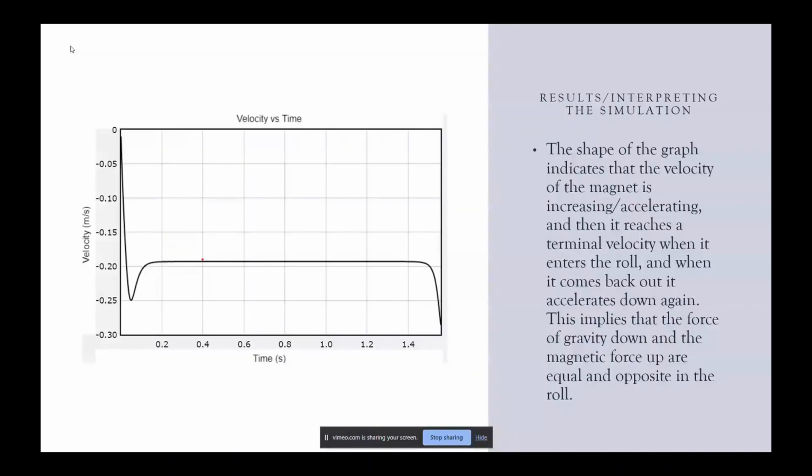This is our velocity versus time graph acquired in the model. The shape of the graph indicates that the velocity of the magnet is increasing, or accelerating, and then it reaches terminal velocity when it enters the roll, and when it comes back out, it accelerates down again. This implies that the force of gravity down and the magnetic force up are equal and opposite in the roll.